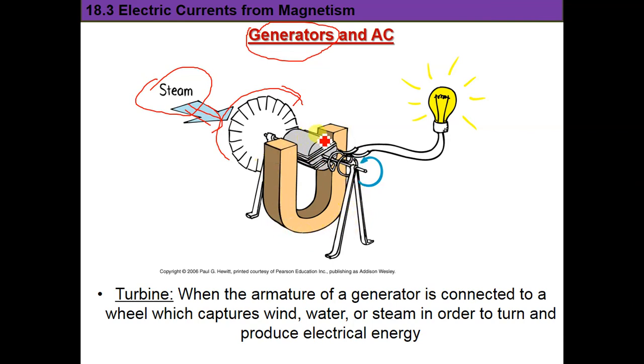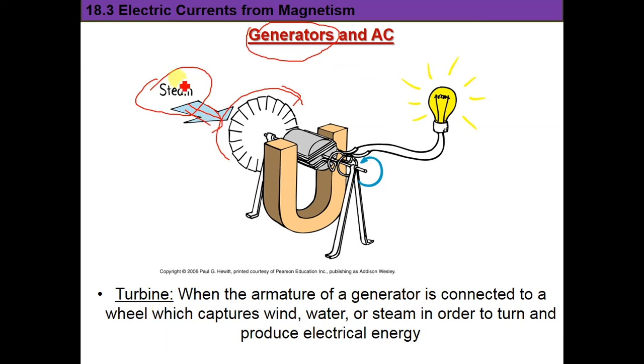So when this loop rotates inside the magnet, what happens? The magnetic field of this magnet changes. When the magnetic field changes, current is induced. So current flows in these wires. Therefore, we get electrical energy. And this electrical energy is transmitted to our homes, to our offices, to our schools, everywhere.